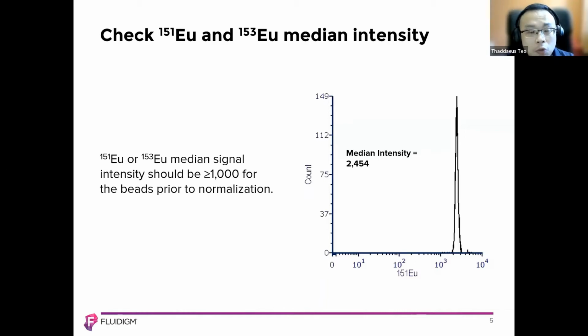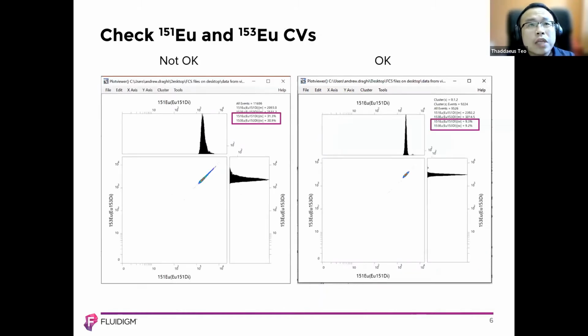Now let's check the CVs for 151 and 153. As you can see, for those who are sharp-eyed, at this section here where my mouse is pointing, those that don't have very high CVs and don't really pass are in this particular section here. For your EQ beads, it's more laid out and not really condensed, whereas this is the good one that you're looking at. This is the one that's okay. It's condensed here, and you have very, very low CVs in this.